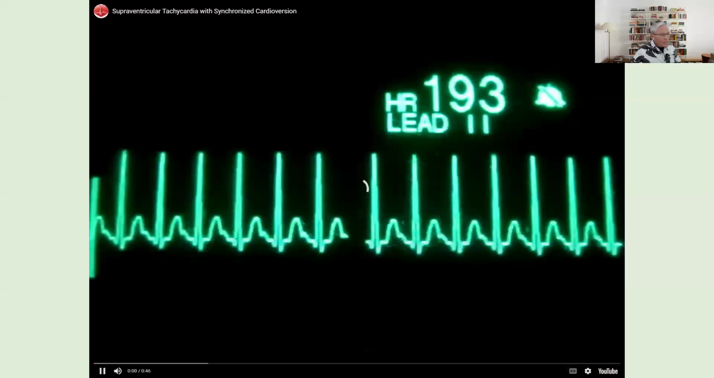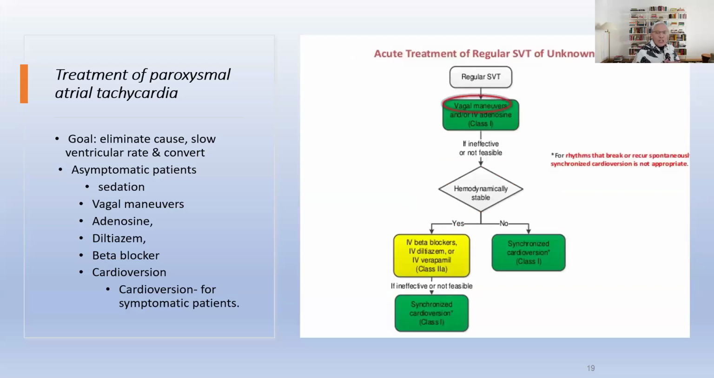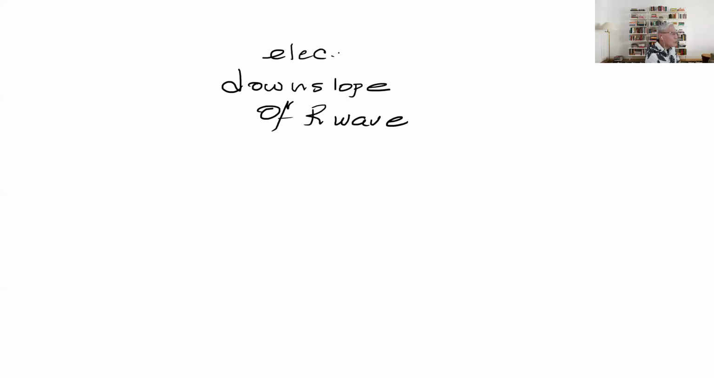All right, so do you understand what I mean? That the machine will mark where it's going to deliver it. And so therefore, I lost the difference between cardioversion and defibrillation. So it's synchronized. It is going to time the delivery of the electrical current right on the downslope of the QRS complex. So electricity is going to be delivered at the downslope of the R wave. That is cardioversion.